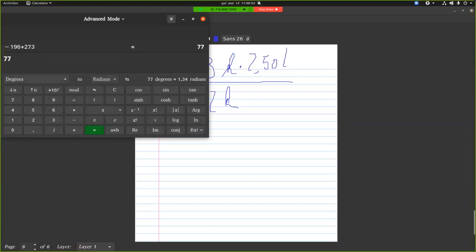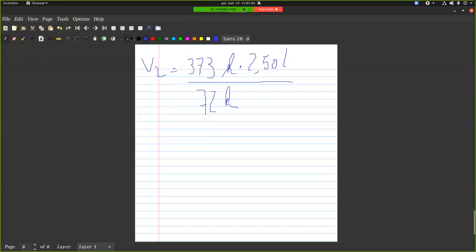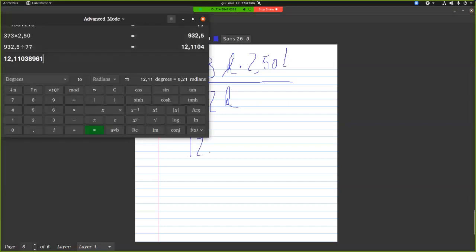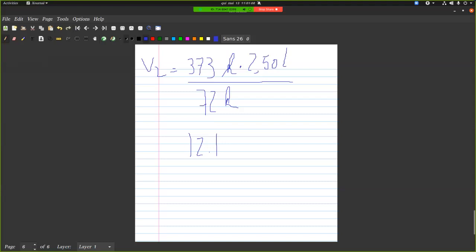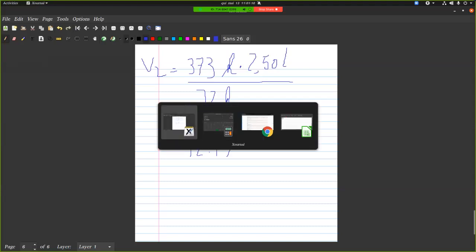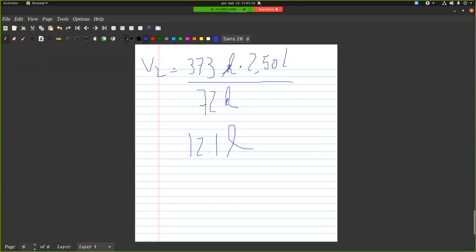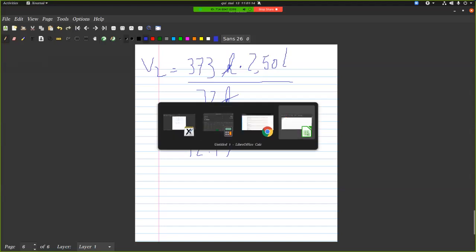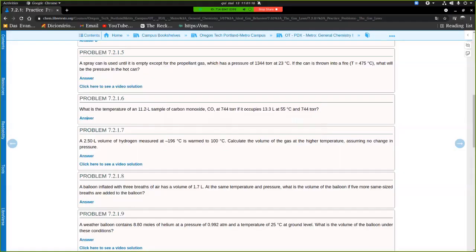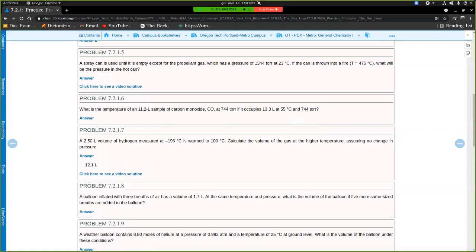Okay, so 373 times 2.5 divided by 77. 12 what? 12.1 liters. Oh, yo, K with K. That's why liters. Okay, let's see. 12.1 liters.